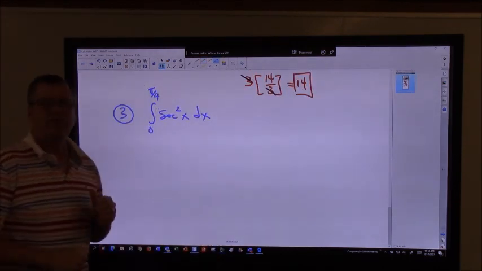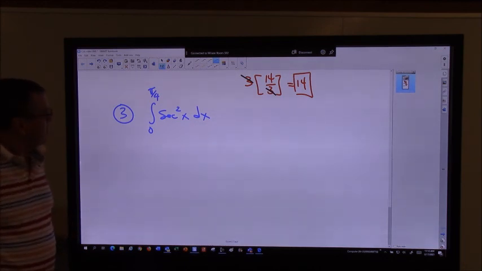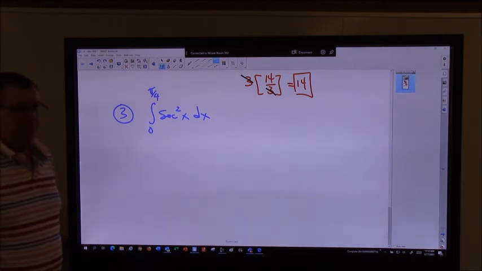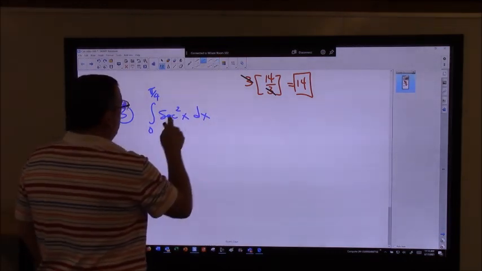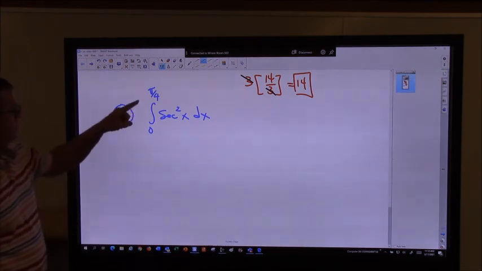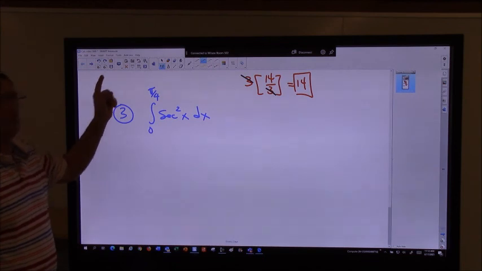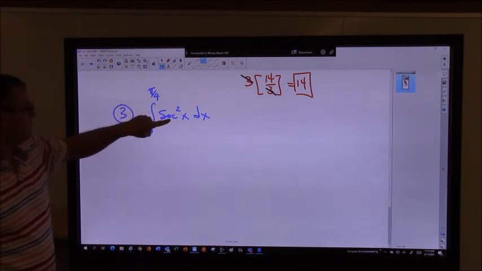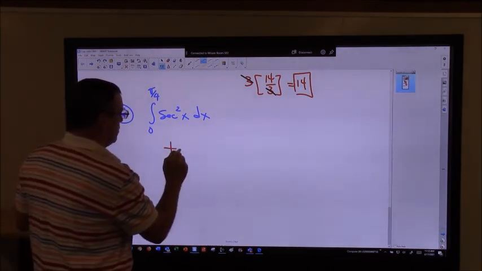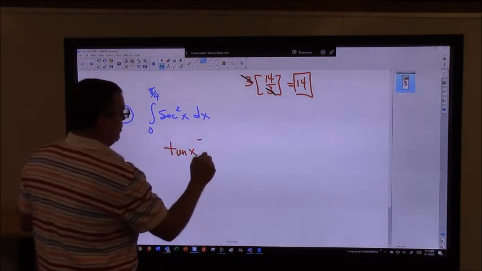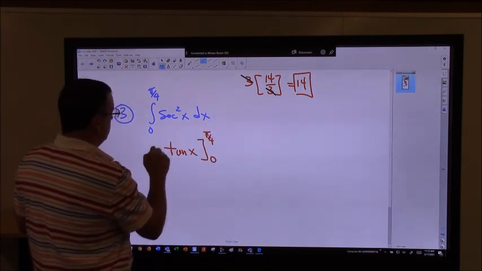All right, let's try this one. Yeah, I'll throw a little bit of trig in here as well. Okay, you guys give it a shot. All right, so when I look at this, I just think, okay, the integral of a secant squared. What did I take the derivative of to get to this? Derivative of a tangent would give me a secant squared. So the integral of a secant squared is a tangent of x, and we have to evaluate this from 0 to pi over 4.